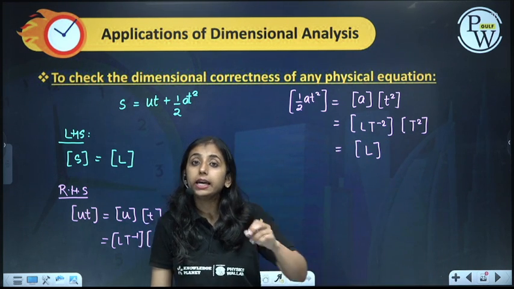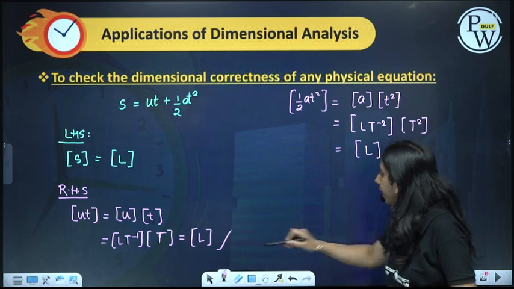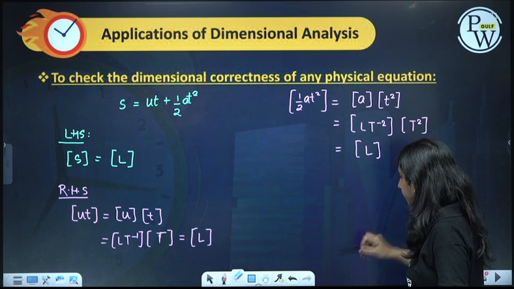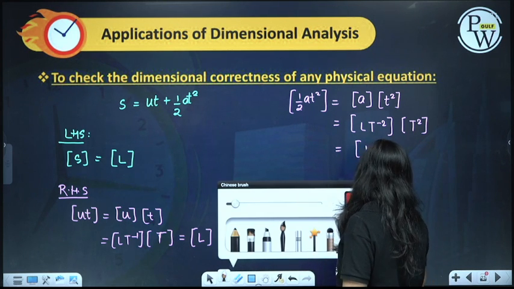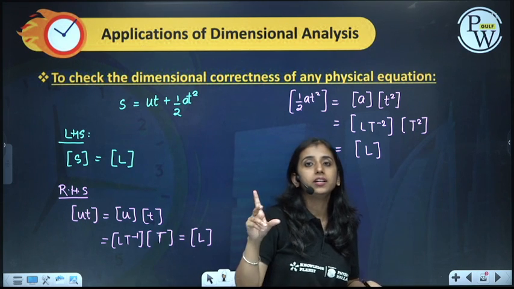So ut and half at square both have the same dimensions, L and L. So we can add them. Yes, we can add them. We can only add quantities having the same dimensions. So ut can be added to half at square.